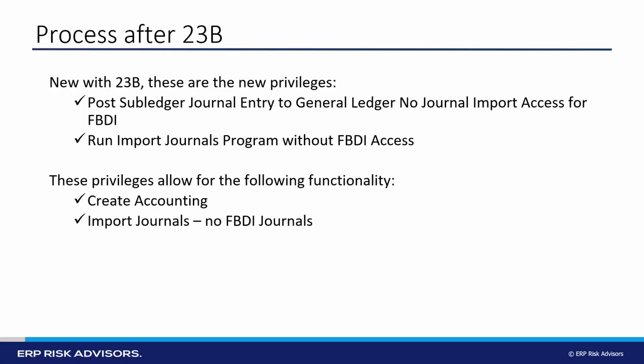So now let's explain the process after 23B. There are 2 new privileges being introduced. However, oddly enough, neither of these 2 privileges are assigned to any seated roles. The names of these privileges are post subledger journal entry to the general ledger, no journal import for FBDI, and run import journals program without FBDI access. These new privileges do the same thing as the existing privileges do, as in they allow the create accounting function to work, but now they do not allow the importing of journals for FBDI, which does sound like a good thing.